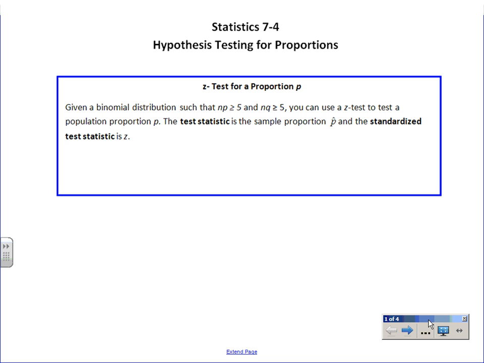And it says if both of those are greater than or equal to 5, you can actually just use the z-test, which means what kind of distribution are we going to look at? Are we going to look at the t-chart, or are we just going to look at the normal, right, and find some z-score? Our test statistic here that we're trying to test is p-hat, and the standardized test stat is that z. Standardized meaning we've moved it and aligned it to that normal distribution.